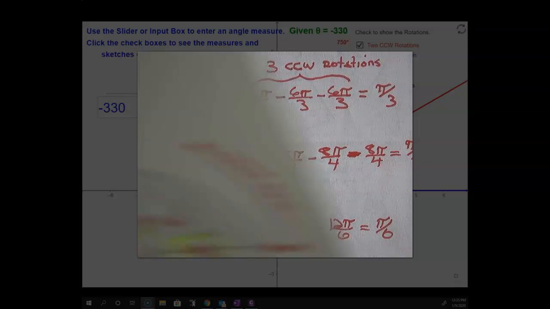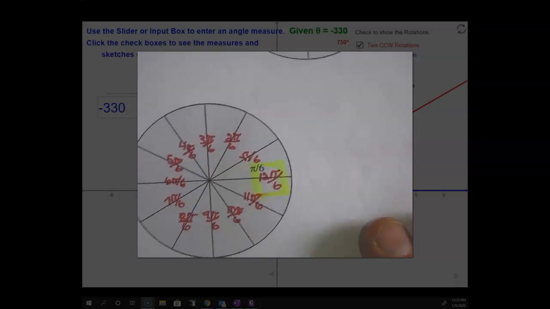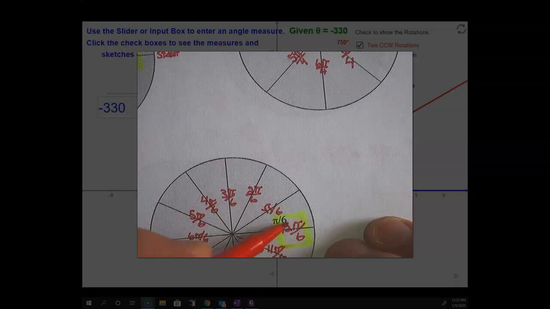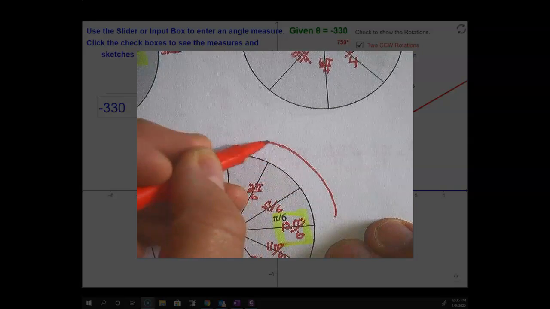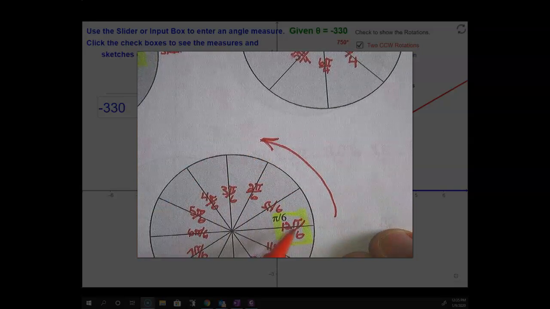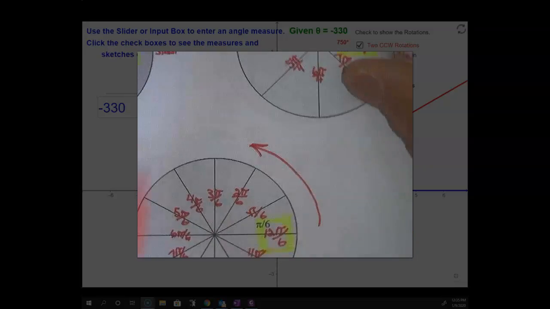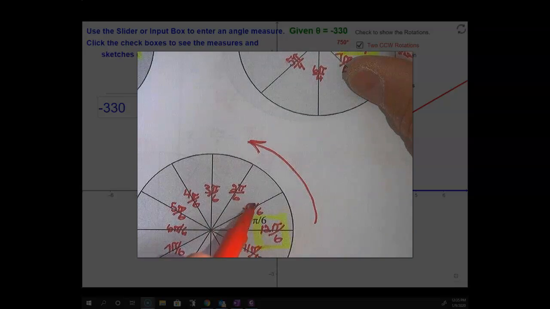Okay, if you did it using the counting method, remember we're always counting counterclockwise. 12, 24, 36, 37.